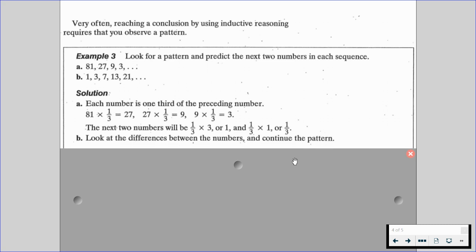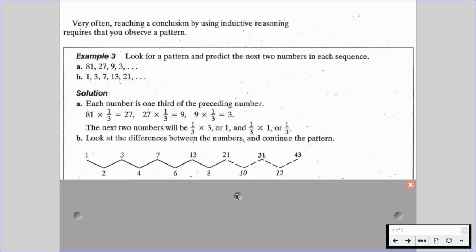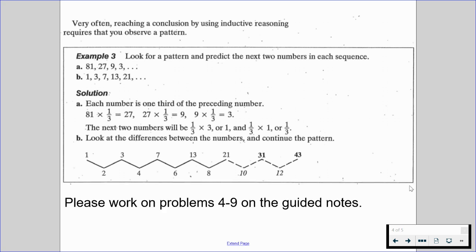And then for B, we're going to look at the differences between the numbers and then continue the pattern. Started at 1, went to 3, went to 7, went to 13, went to 21. Well, to get from 1 to 3, we went by 2. 3 to 7 went by 4. 7 to 13 went by 6. 13 to 21, we go by 8. So we can conclude that the next 2 numbers will be 31 and 43. 2, 4, 6, 8. Then we're going to increase by 10. Then we're going to increase by 12. With this, please work on problems 4 through 9 on the guided notes and resume when you're ready to move forward.